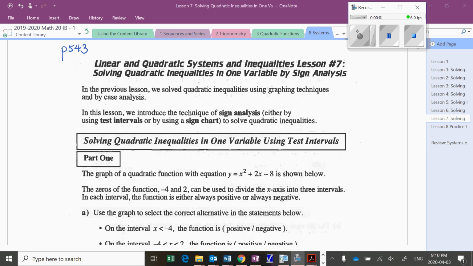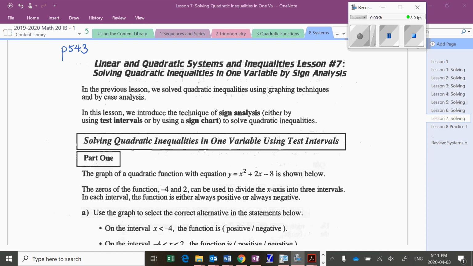So we're on page 543 of the Math 20 Absolute Value Workbook, looking at solving quadratic inequalities in one variable. Today we're looking at sign analysis, and that is through either using test intervals or by using a sign chart. And last lesson we looked at graphing, which is, I think, very important when it comes to understanding what your solution actually means. It's also a great way to check your work.